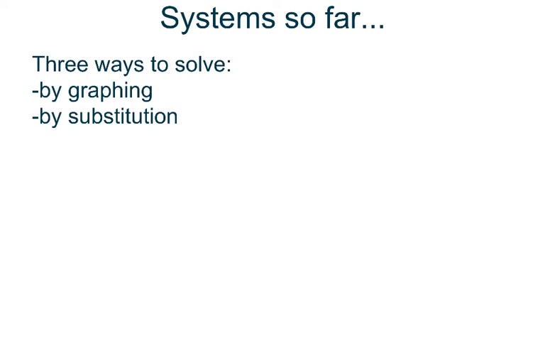So just to review, so far, I told you there would be three ways to solve a system of equations. The first one we've already gone over. It's by graphing, and we found the solution by graphing two lines and then finding where they intersect. Today, we're going to learn how to do that by substitution.